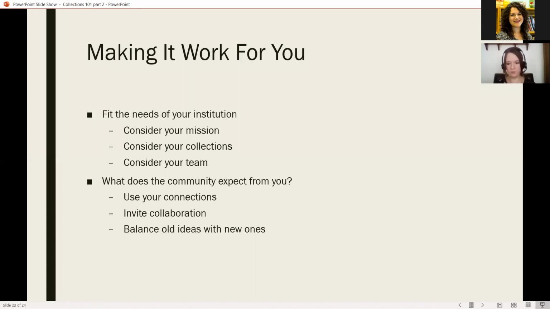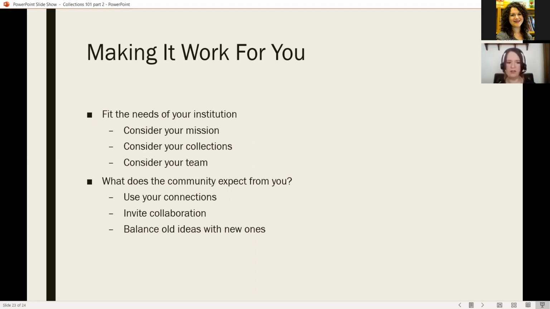So we're just about wrapping up. A few things to consider. Some of this carries over from Collections 101. Make sure you're fitting the needs of your institution whenever you go into deciding how you're going to preserve and share your collections. Make sure you're not stretching the limits of what you can do as a team. Consider your collections, consider your mission, because that'll help direct you in the direction you want to go.